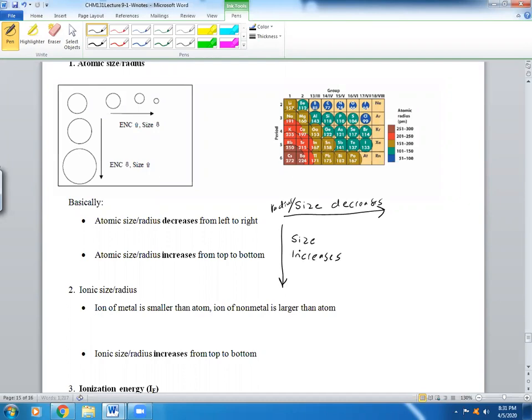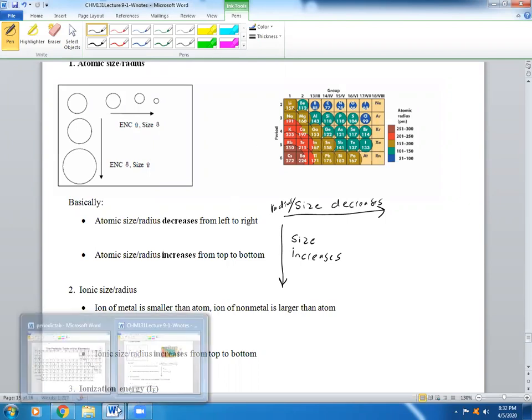Okay, what should I do with this? What you should be able to do with this is, if I give you a list of atoms, you should be able to rank them, say, from the biggest to the smallest, and so on.